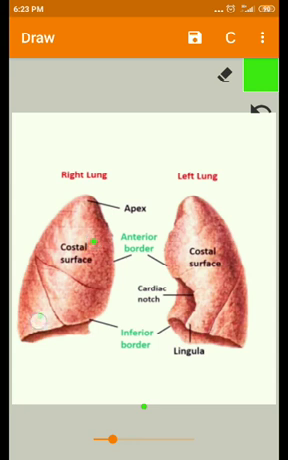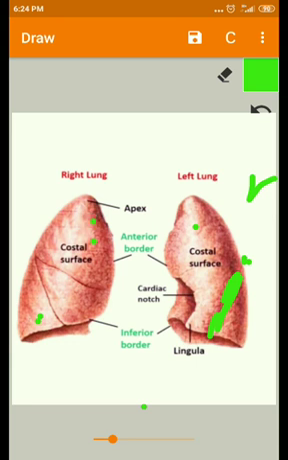Whereas the posterior lobe is present on the posterior aspect. The same thing is present on the left side also. On the left side also it has an oblique fissure which divides the lung into two lobes, anterior and posterior. So in the left lung we have only two lobes, whereas the right lung has three lobes. We have seen only the oblique fissure, which makes the lung into two parts.